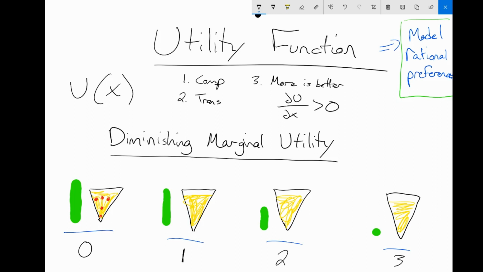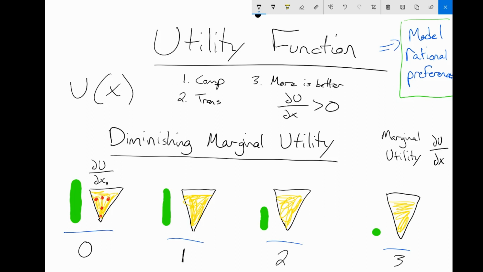How much utility do we get from one additional unit of a good? That is what's called marginal utility. Marginal utility is the amount of utility I get from one additional unit. Marginal utility is captured by the derivative. The marginal utility of x, or the marginal utility of pizza, this captures how much my utility goes up from one additional unit. My marginal utility of that first piece of pizza is going to be very large.